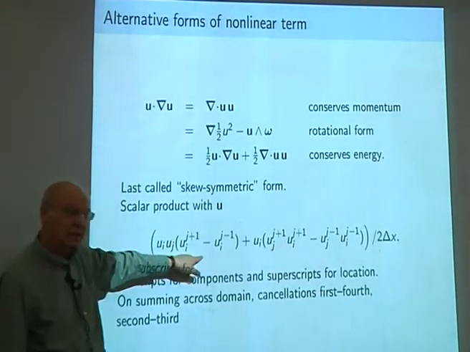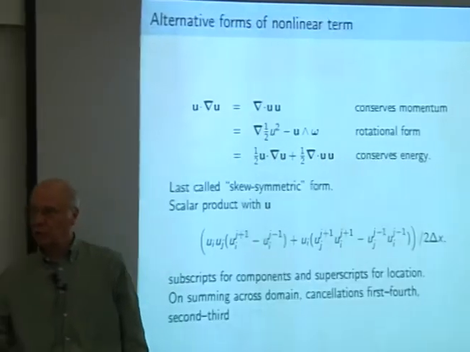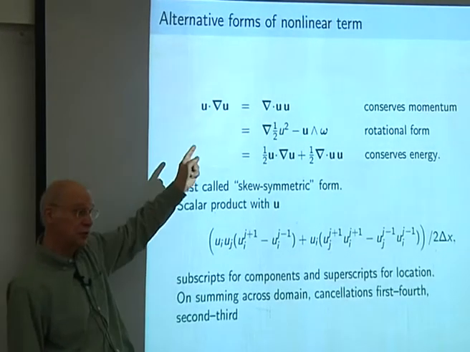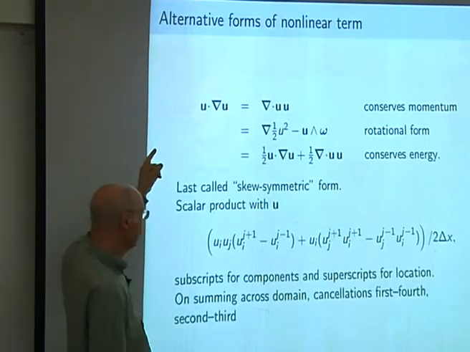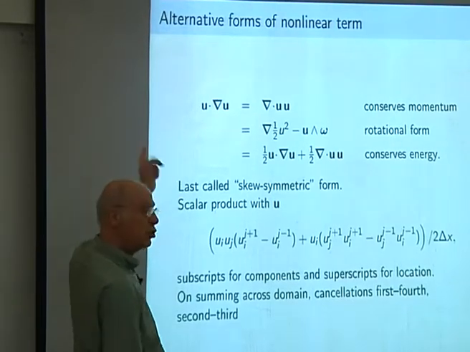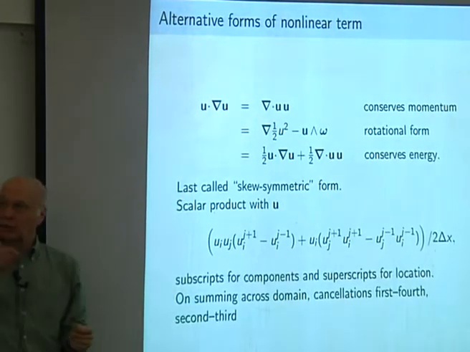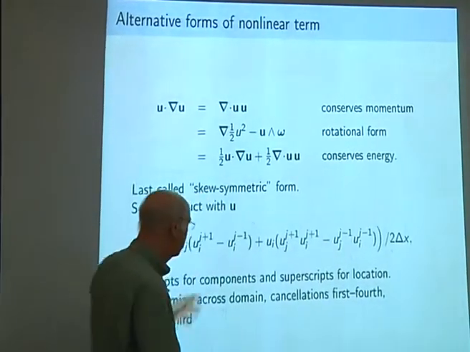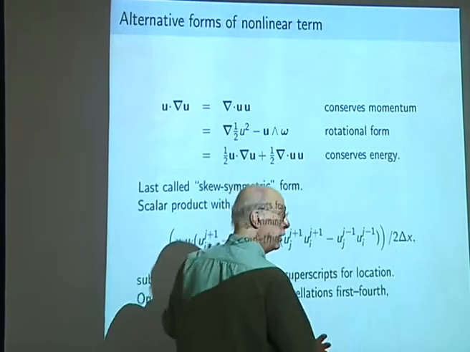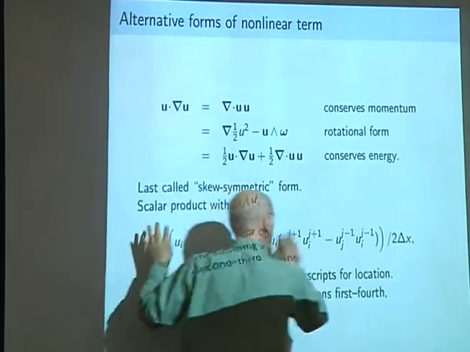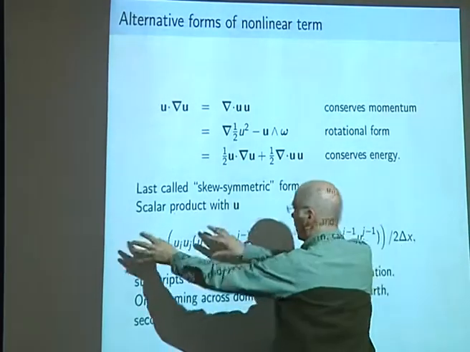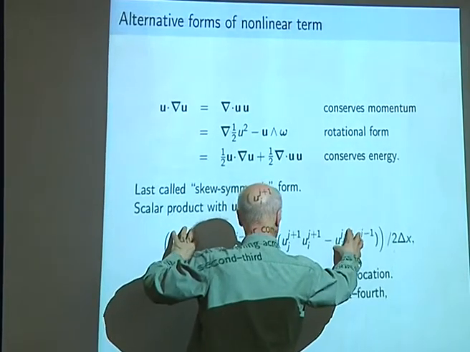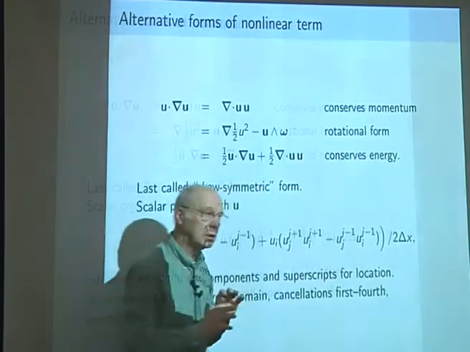The subscripts in this are the components, U, V, W. The upper indices are the positions. And J varies through values 1, 2, 3. And so if you look at this long enough, you can decide that when you add the contributions of this term all the way across the grid, then the first term will cancel with the fourth term, and the second term will cancel with the third term.